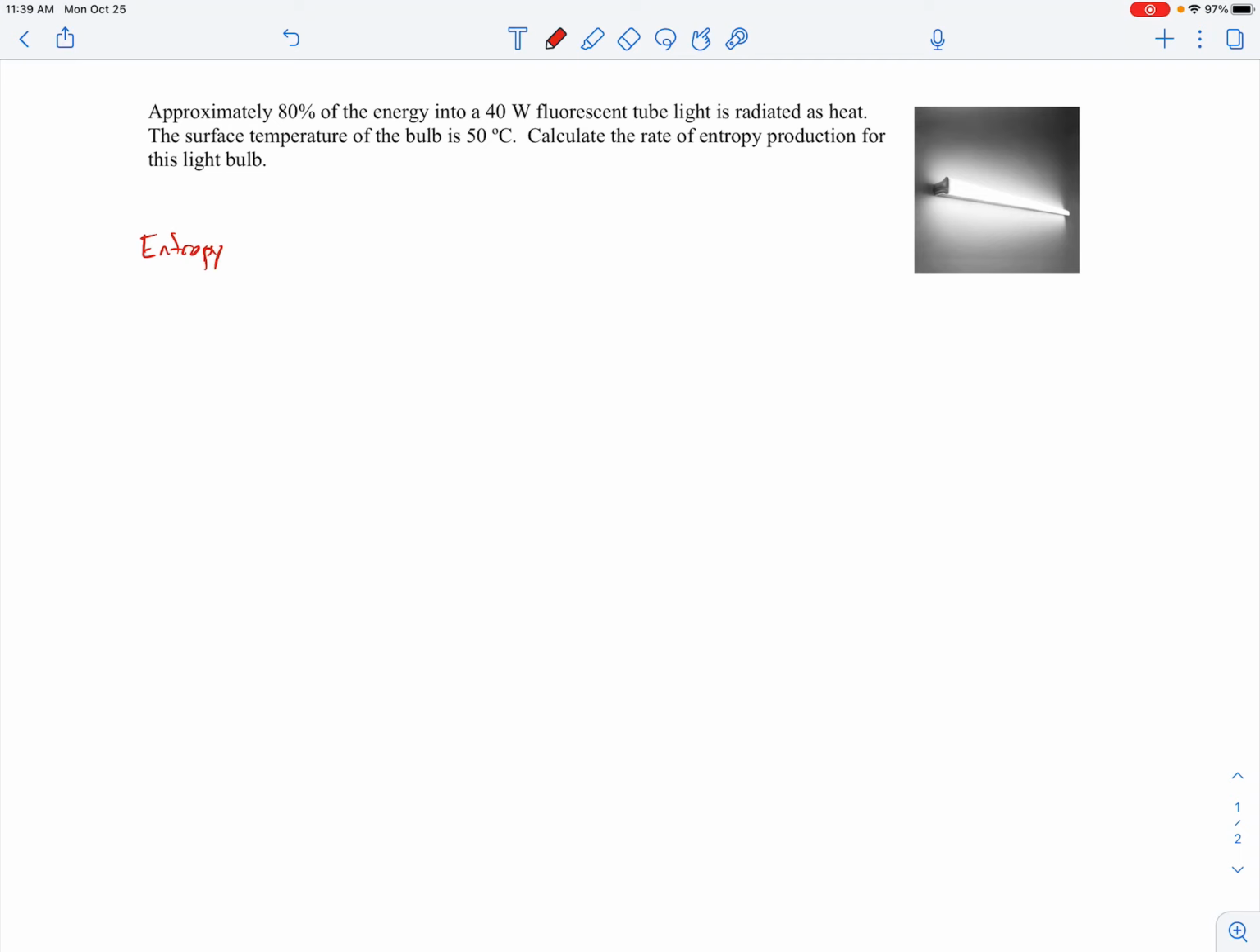Since we're trying to find the rate of entropy production, my first thought is to use the entropy equation, because that involves entropy production. Let me write the whole thing and then I'll discuss it. So here is the entropy equation. I'm going to apply it to a control volume that surrounds the light bulb.